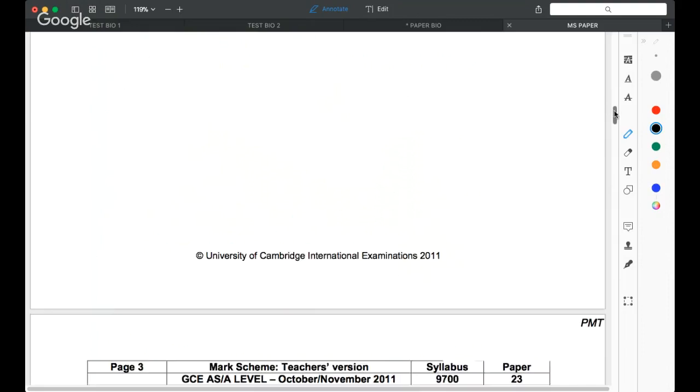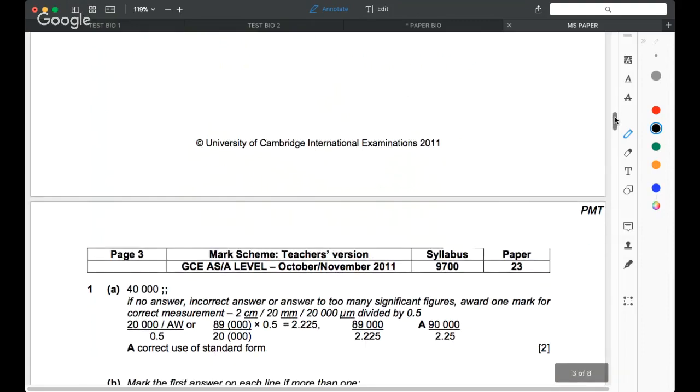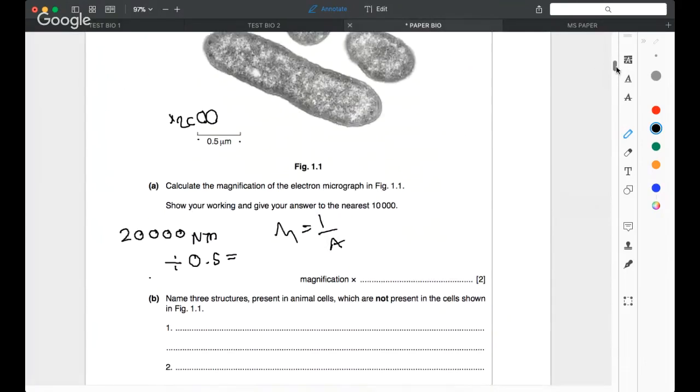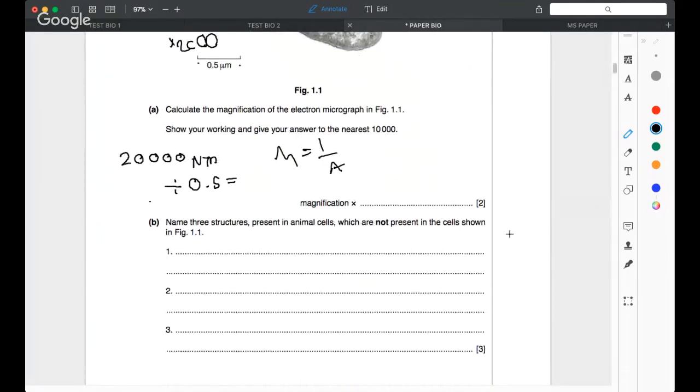What's the best way to do this? I reckon we'll just look at the question, and then afterwards we can look at the markings. Okay, Mark, you do this one.